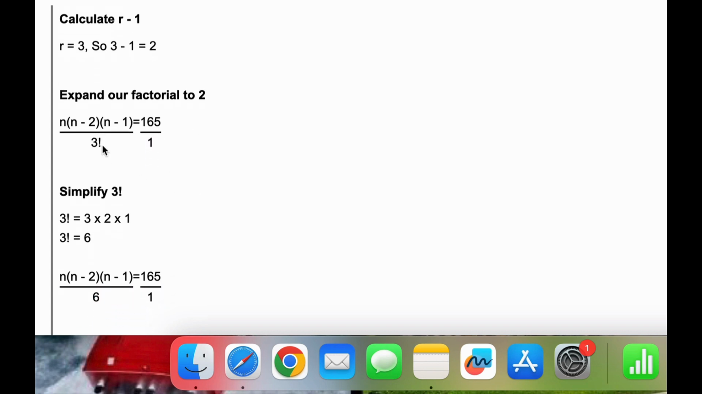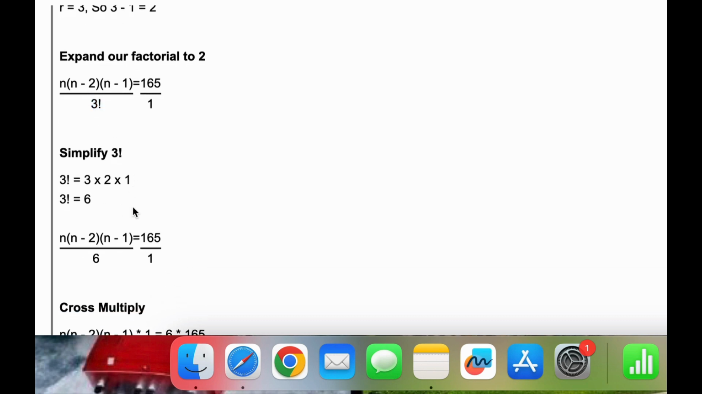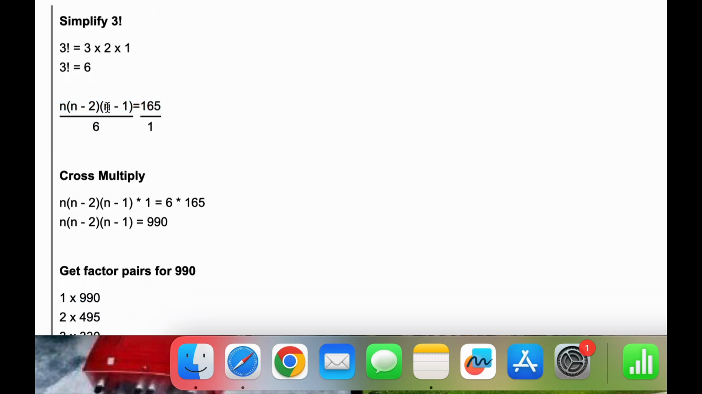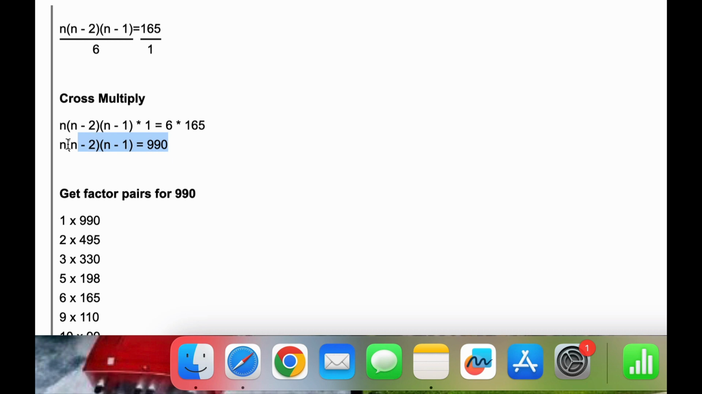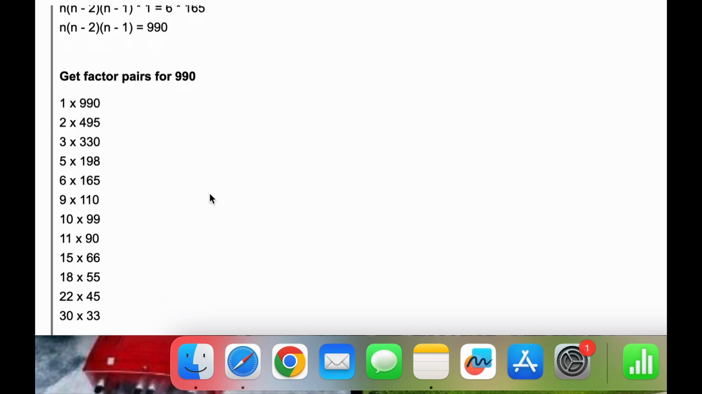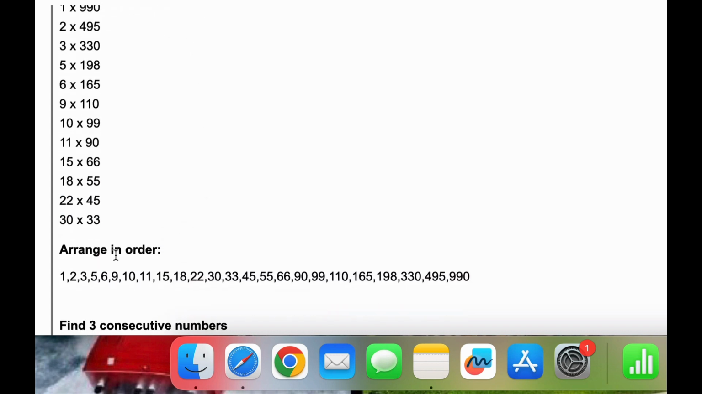We're going to simplify 3 factorial, which in this case is 6. We rewrite this simplified. Now we can cross multiply. We take this piece here times 1 here, and this piece here times our combination answer. When we do that, we get a simplified expression. Now what we want to do is get all the factor pairs for 990. So we'll go ahead and list those out. Then we want to take them and arrange them in order.